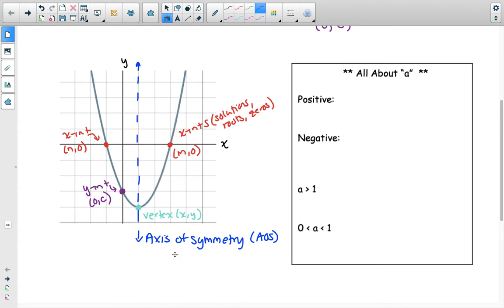And since it's a vertical line, it's an x equals because that's the only type of equation that you cannot graph in a calculator. X equals, and it's going to be actually the x value of your vertex. You don't even have to try and find it on your own. It is the x of the vertex.